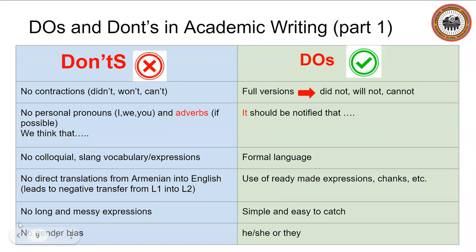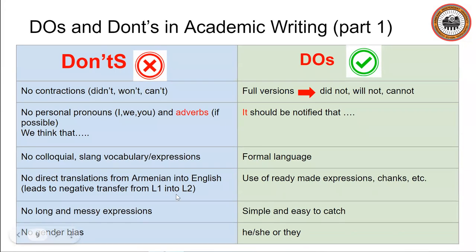Use of ready-made expressions, chunks, etc. Let me explain a little bit. From time to time, I read some manuscripts that are written in English. They contain English words, letters, etc. But the meaning is totally Armenian, like it's kind of translated from Armenian into English. In order not to have this negative transfer from L1 into L2, I would recommend you either to use ready-made expressions that, of course, I'm going to share with you, chunks, etc. Or otherwise, we need to find a native speaker, an American, a linguist who would help you to get rid of these Armenian-like ideas. So keep this in your mind.